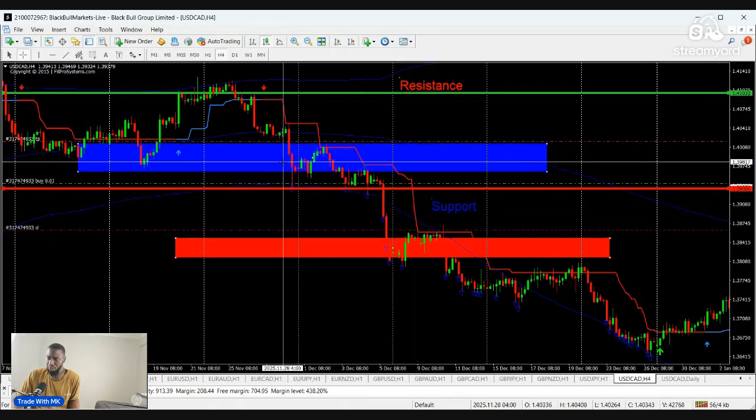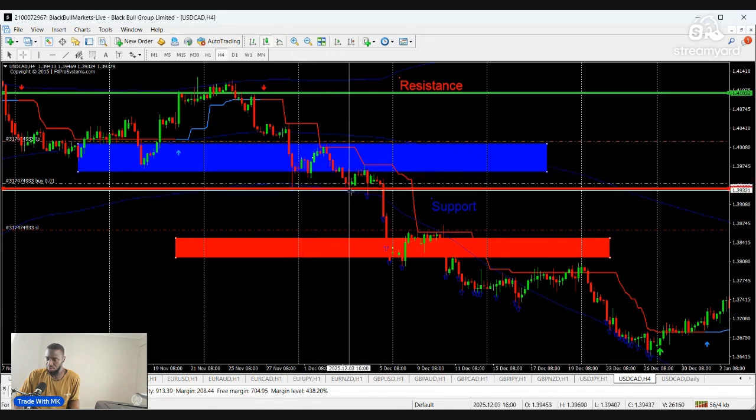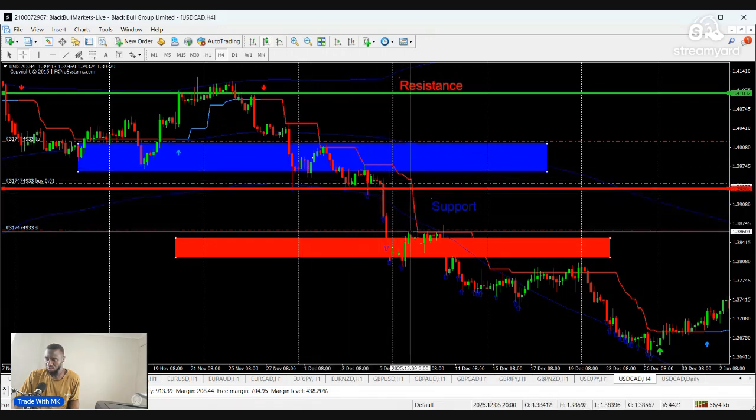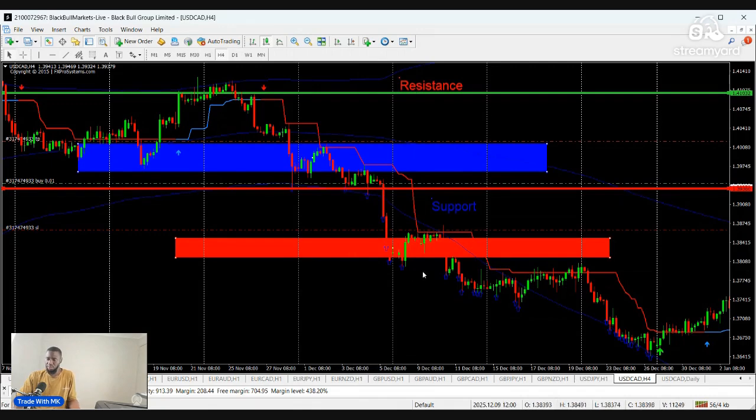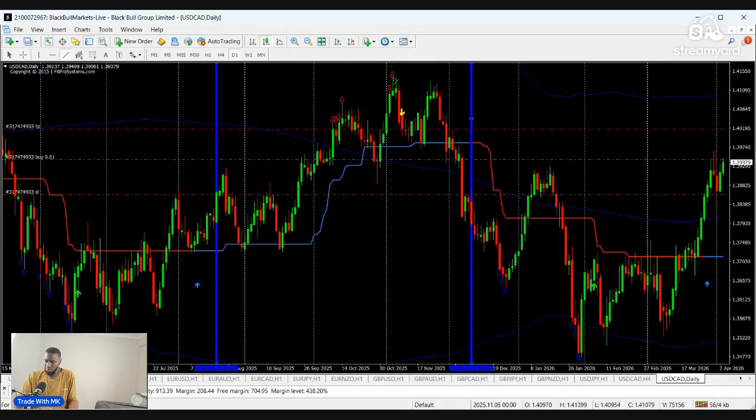When we break our support here, I'm still looking, but now I'm like, okay, go back to my daily time frame. I go to the highest time frame, identify the trend line. Now I see that the trend has changed.